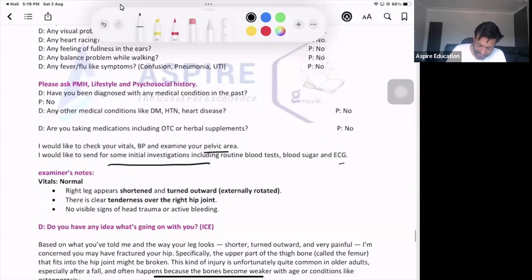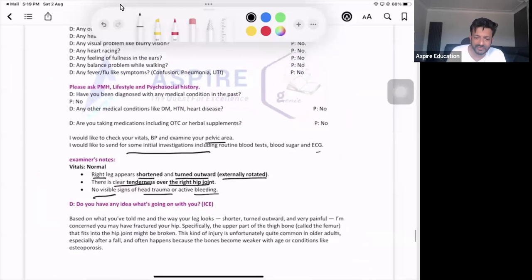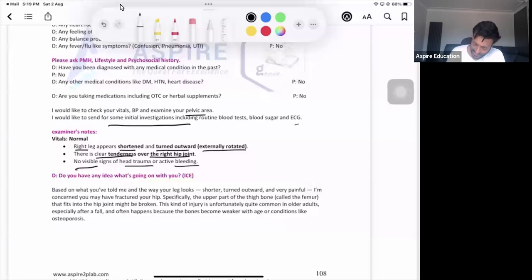So the examiner gave you some finding that the right leg appears shortened and turned upward, that is externally rotated. There is clear tenderness over the right hip joint and no visible sign of head trauma or any active bleeding. Okay, so with this information, we can mention that it's looking like a fracture. Based on what you have told me and the way your leg looks shorter and turned outward and very painful, I'm concerned that you have a fracture of your hip, specifically the upper part of the thigh bone, femur. And this kind of injury is quite common in elderly patients. Why is it common in elderly patients? Because the reason is osteoporosis, the weakening of the bone as well.